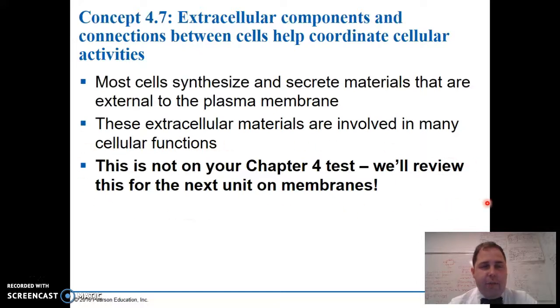So for your chapter 4 test, I need you guys to review 4.1 through 4.6, review the material that we did in class, and make sure that you can go through all of the sections of the study outline except for 4.7, and you have a good idea of what's going on in a cell.